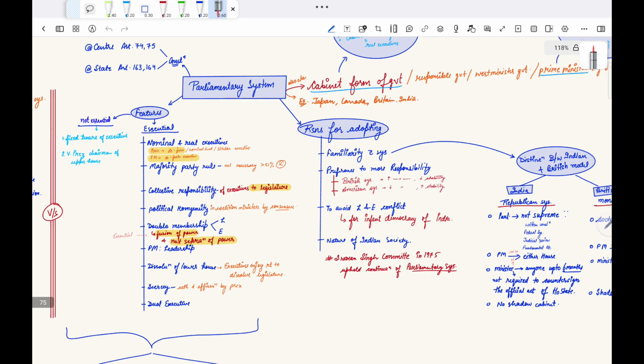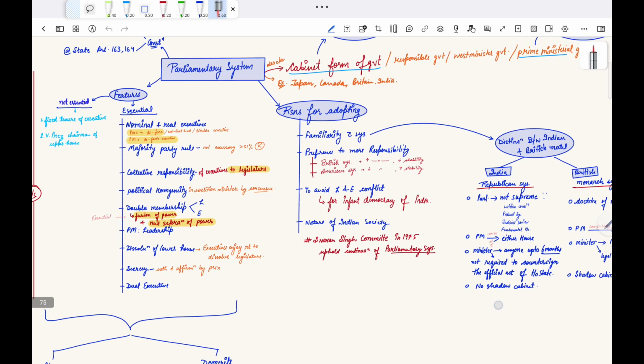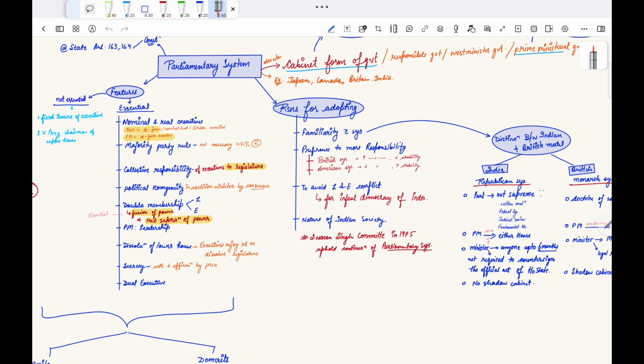Next, what is the reason that we have adopted it? Number one, as I already said, is familiarity with the system, because we were under British control, and the British also exercised this parliamentary system of government. Next, the preference for more responsibility. In the British system, there is more responsibility and less stability, and in the American system, there is less responsibility and more stability.